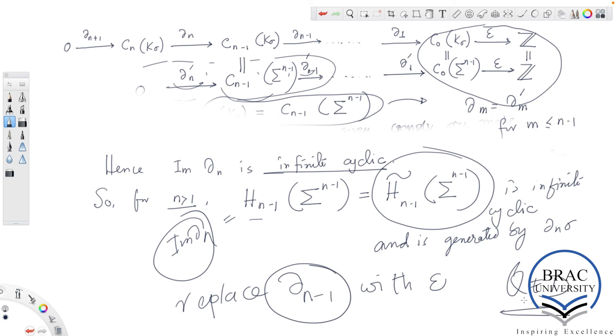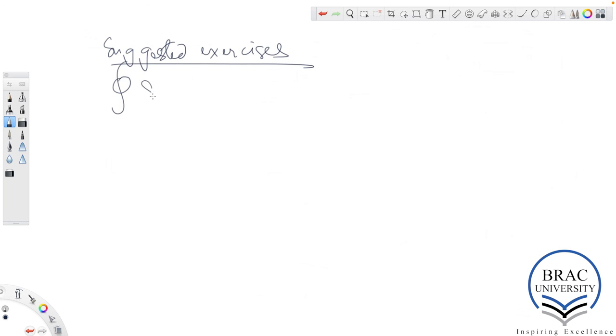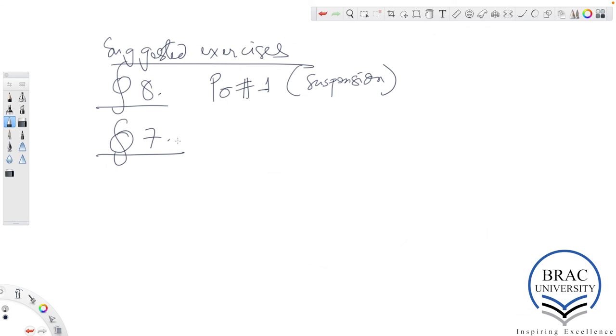So now a list of exercises. I suggest two exercises. Section 8, problem number 1. It's on the concept of suspension. Do it. And in section 7, there is problem number 1.